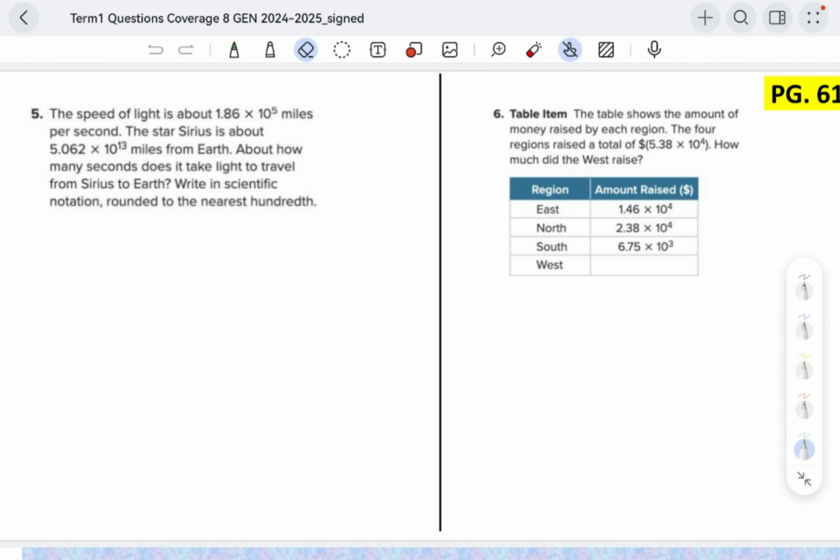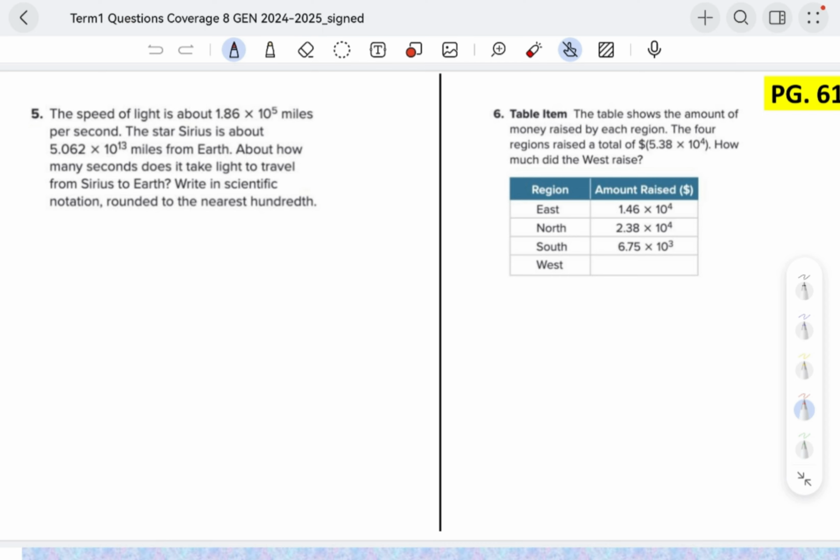Okay, now let's go for question number 5. It says that the speed of light is about 1.86 times 10 to the power 5 miles per second. The star Sirius is about 5.062 times 10 to the power 13 miles from the Earth. About how many seconds does it take the light to travel from Sirius to Earth? Write in scientific notation, rounded to the nearest hundredth.